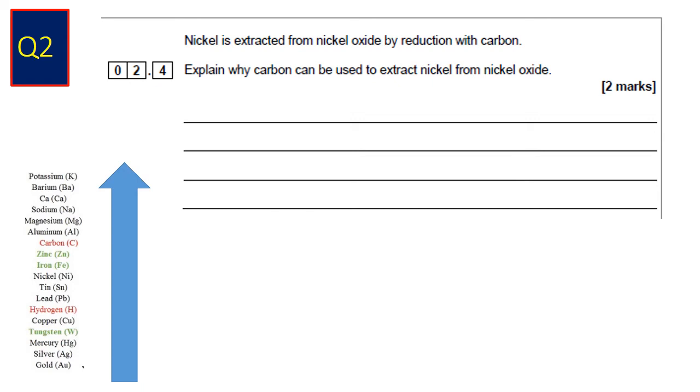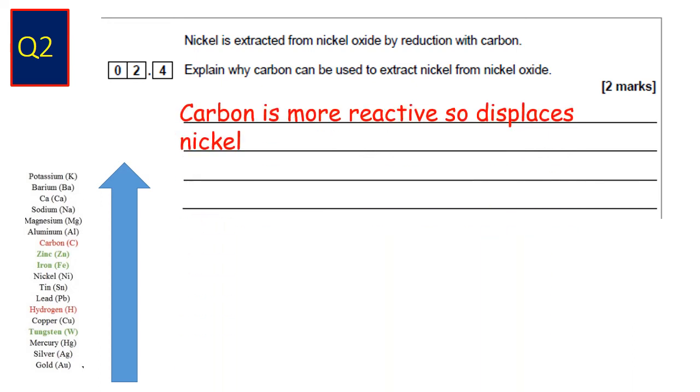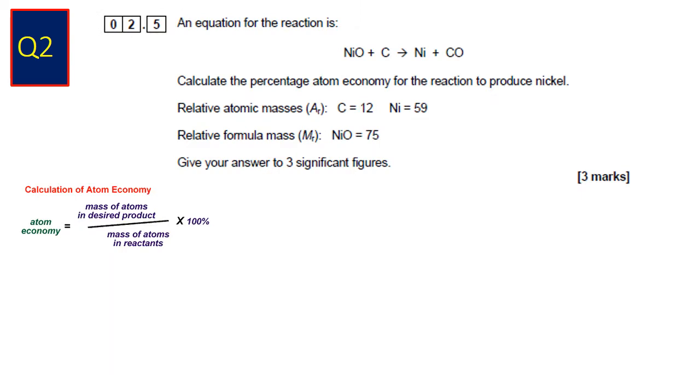So we're now going back to C4. Nickel is extracted from nickel oxide by reduction with carbon. Explain why carbon can be used to extract nickel from nickel oxide. So, looking at the reactivity series, you can see that carbon is more reactive than nickel, and this means that it can displace it. And so, 1 mark is for saying that carbon is more reactive, the 2nd mark is for saying that it displaces nickel.